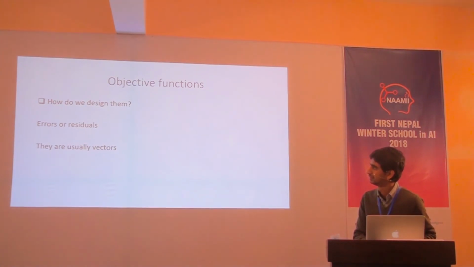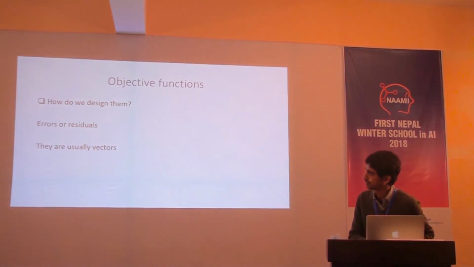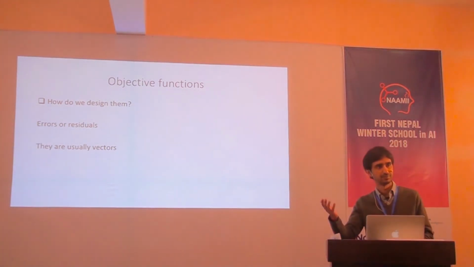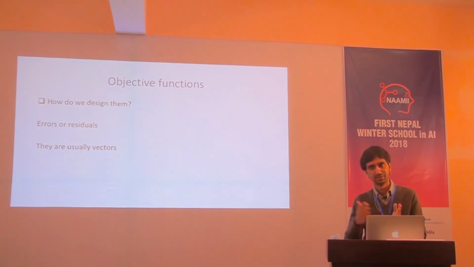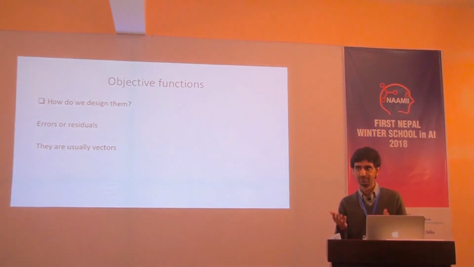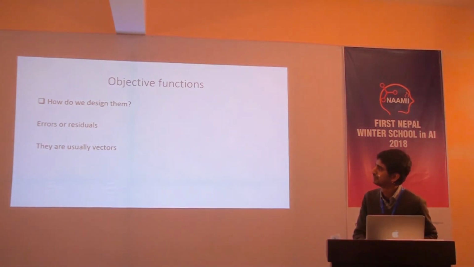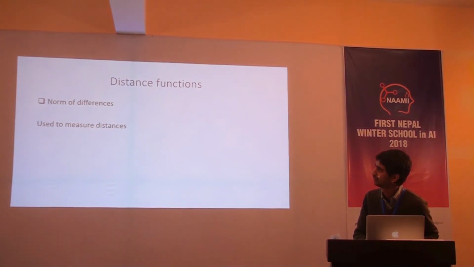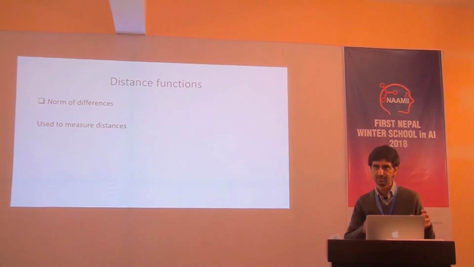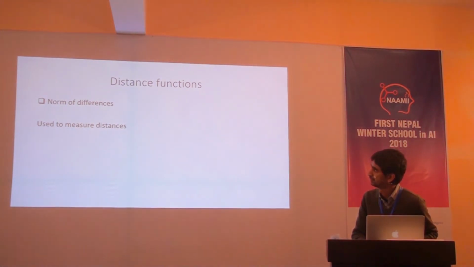But often they are vectors. If your prediction output is a vector, and your labels are also vectors, then again you minimize the norm squared. We'll go through one example in the next class of computer vision, where we are doing 3D reconstruction from multiple images. For now, we will not talk about that. So let's go to distance functions.